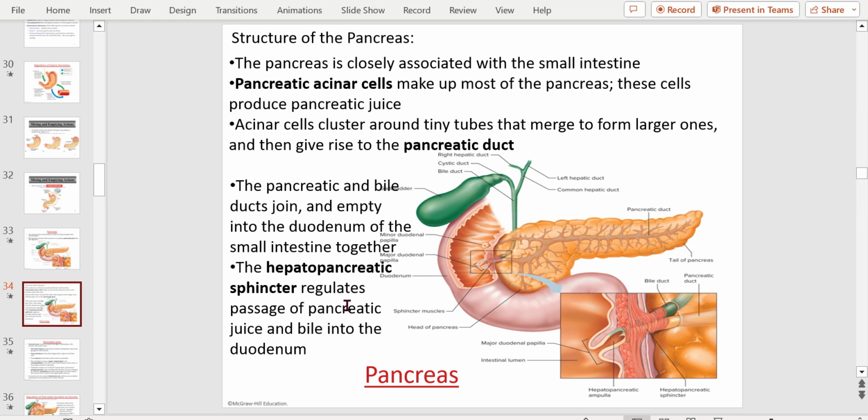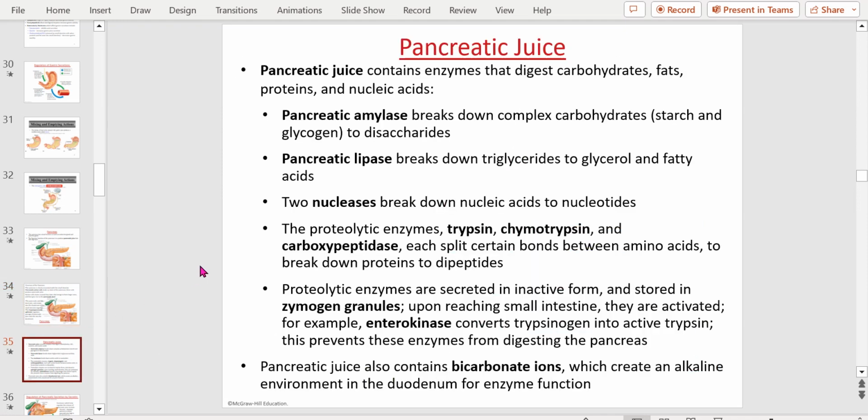The hepatopancreatic sphincter regulates passage of the pancreatic juice and bile into the duodenum. Okay, and that's what we call the hepatopancreatic sphincter. Right in there, it allows the bile and the pancreatic juice to come on out. And there's a close-up shot of it right there. Okay, bile duct, pancreatic duct, hepatopancreatic sphincter right in here. Perfect.